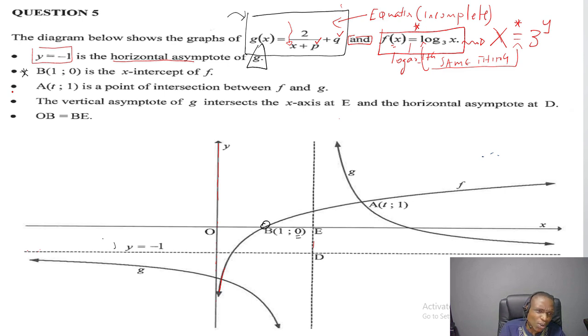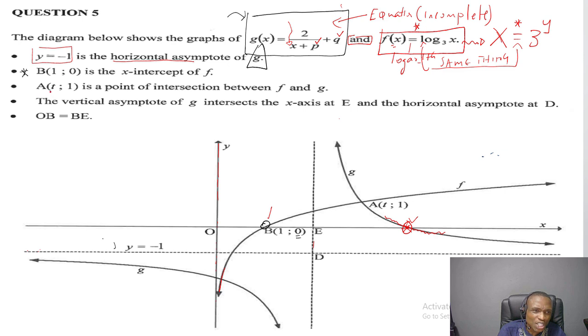And now you look at g. g should also have its own x-intercept. They did not specify which point is the x-intercept of g, but it's here. This is where the function g cuts the x-axis. So both functions have got their x-intercept. f has got the x-intercept at B. g has got the x-intercept at a point which is not being specified. So maybe the examiner says, I'm not going to put my focus there when I ask you questions. Maybe, okay?